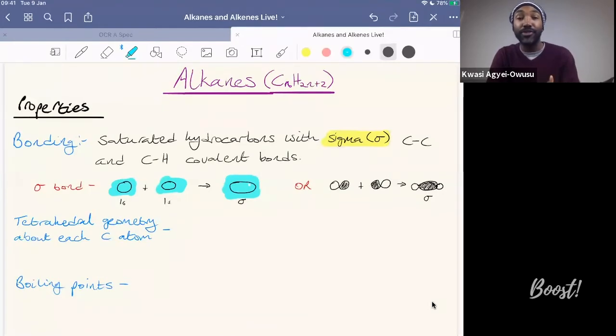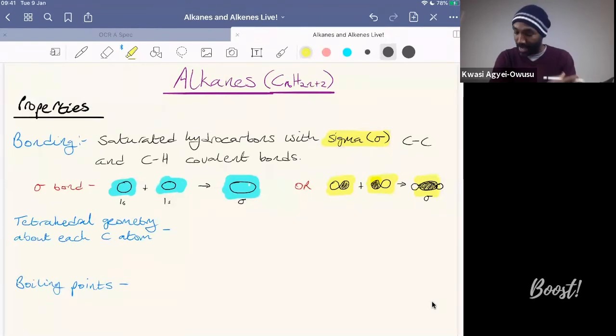Now you can form another sigma bond using p orbitals as well. On the right hand side, I've shown two p orbitals, and you can see these two p orbitals coming together to give you the second sigma bond. If I highlight these in yellow, here is one of our p orbitals and a second p orbital coming together to give you the sigma bond shown there. So these are the two different ways that you can form sigma bonds, and alkanes contain these sigma bonds.